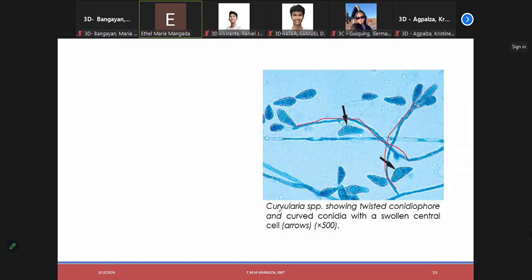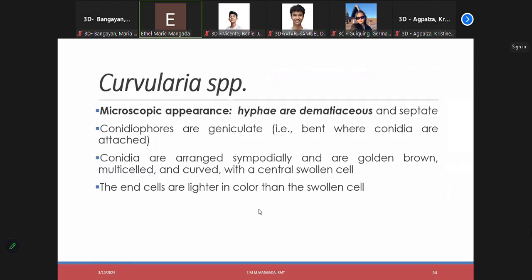And then we can also see the conidia with a swollen central cell. So this is the conidia and may swollen central cell sila. Kamukha niya yung isang tinapay na kinakain natin, crostini. Diba? This one, oh, swollen yung central cell po niya. Okay? So it looks like a crostini. So again, the conidiophores for your Curvularia is also geniculate or bent. And don't forget about the swollen central cell of the conidia. Okay?